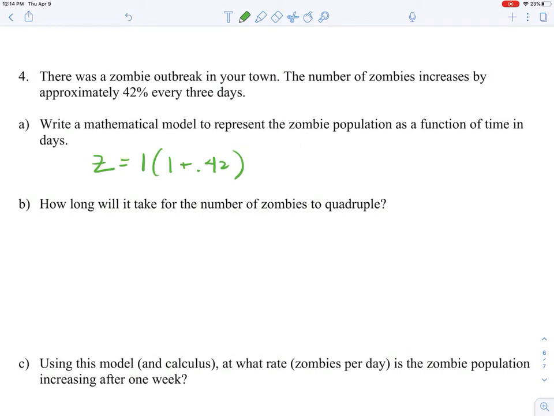every 3 days. So if we want time to be in days, after 3 days, 1 period would have occurred, right? That percentage is based on every 3 days. So number of days that have passed divided by 3 would represent the number of periods that have occurred. So where T is in days. So how long would it take for the number of zombies to quadruple? So basically, how long would it take for us to have 4 zombies?